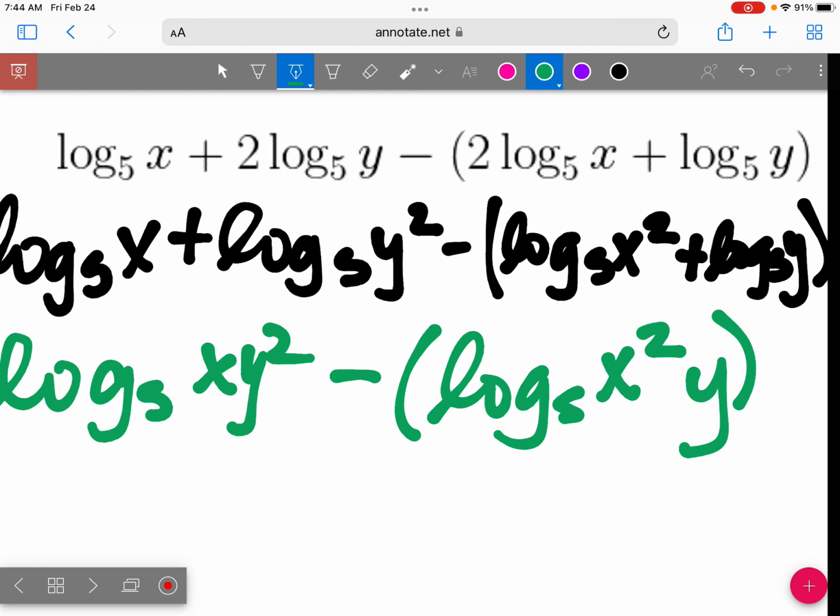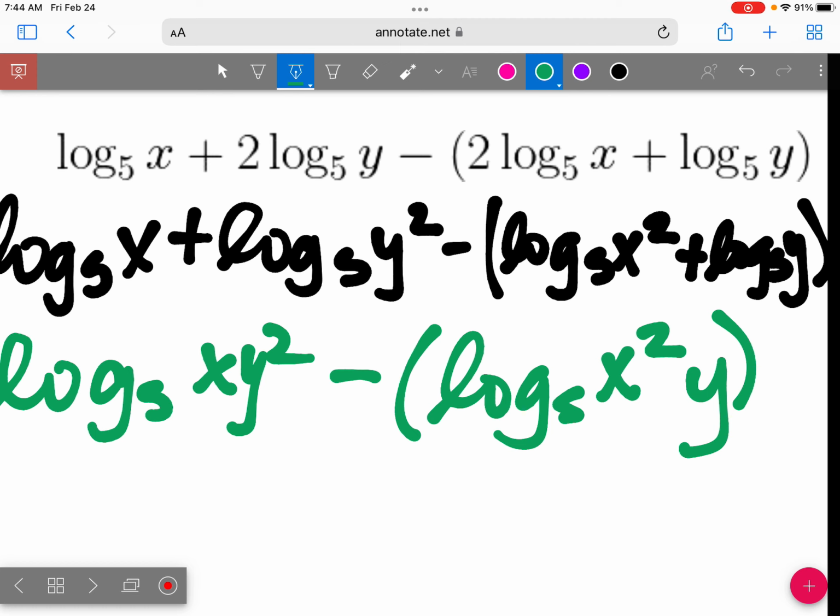Everyone good there? When you're given these parentheses, by the way, keep them. Don't mess with them until you have to. So do all your steps until the very last part. If you still have those parentheses, do the operation that's in front of it. Does that make sense?